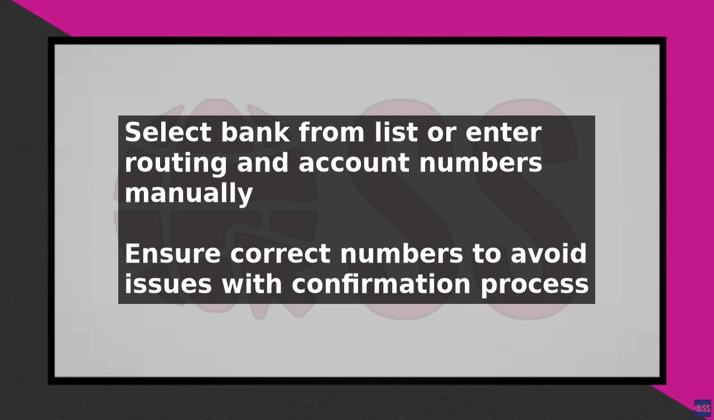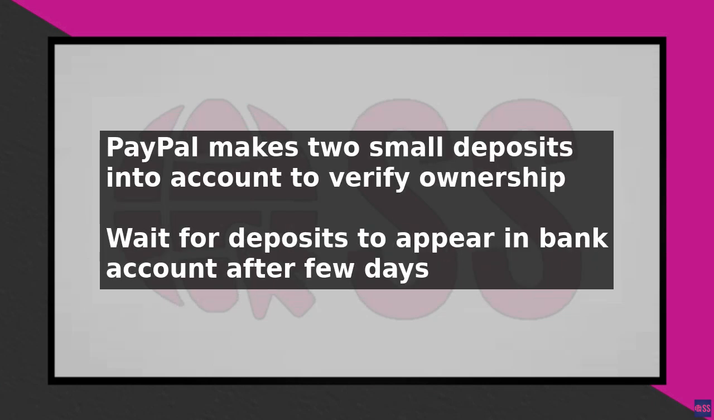After the deposits have been made, return to the Wallet section in your PayPal account and click on the Confirm Bank Account option. You will be prompted to enter the amounts of the 2 deposits made by PayPal. Enter the exact amounts, including any cents, to complete the confirmation process.